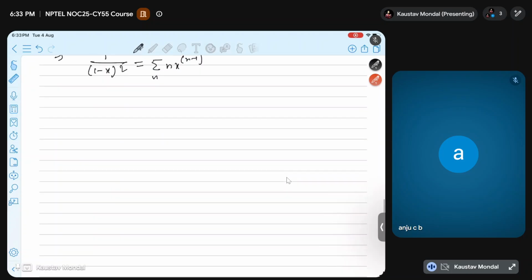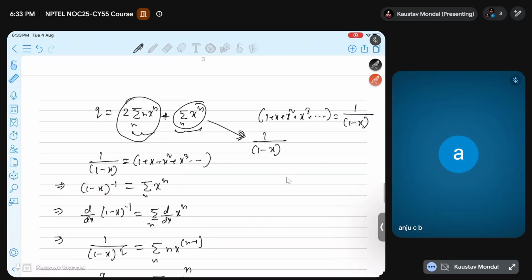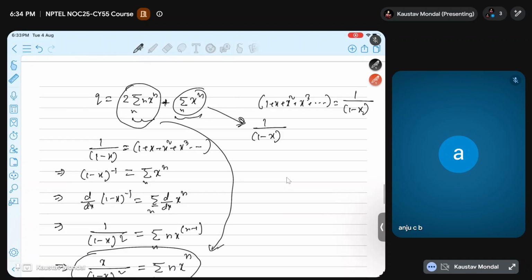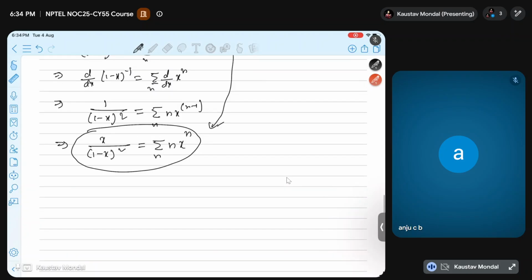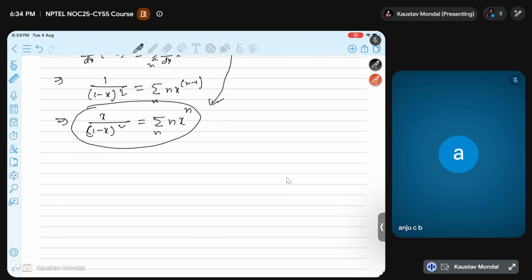Now if you multiply x on both sides, it gives you x by 1 minus x whole square equal to the summation over n of n into x to the power n. As you can see, this is the thing that we want to find out here. What is the closed form of this summation that we got? That is nothing but x divided by 1 minus x whole square. So we basically got the closed form of both these two summations.